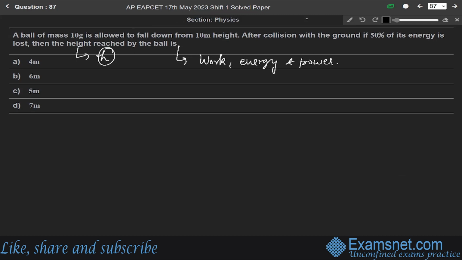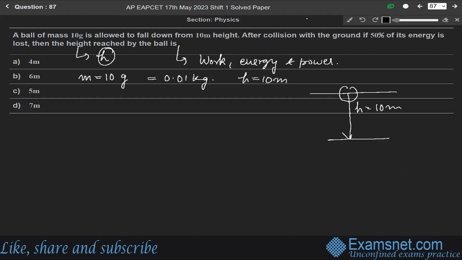Okay. Now we are given in the question mass equals 10 gram. Okay. Means 0.01 kg. And height h is given as 10 meter. Okay. Means a body whose mass is 10 gram is falling down from a height of h equals 10 meter. And when it hits the ground, its 50% energy gets lost. So we have to find the height reached by the ball.